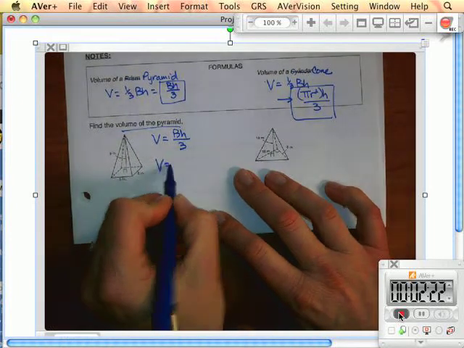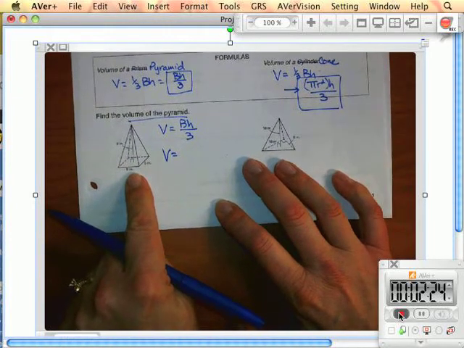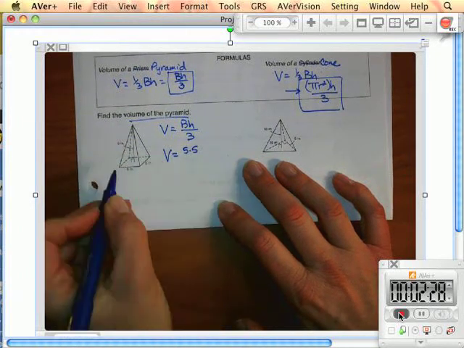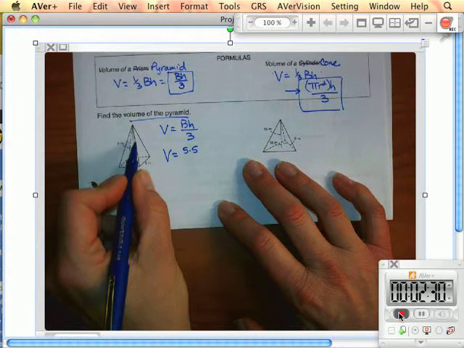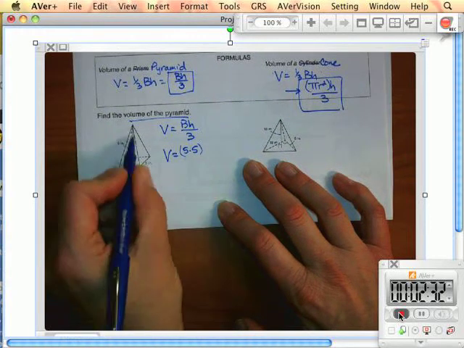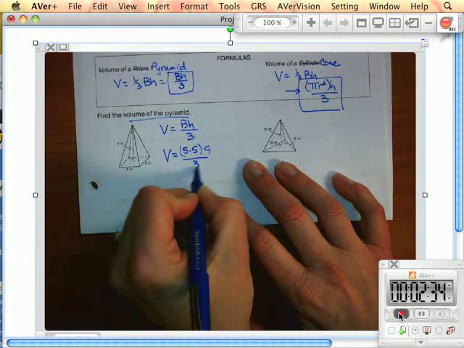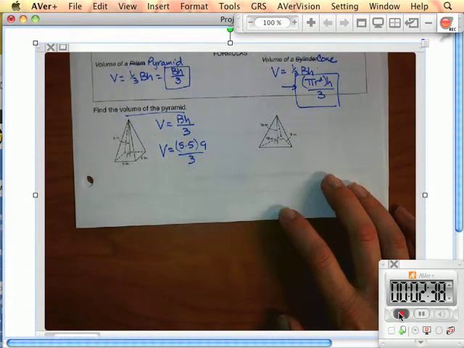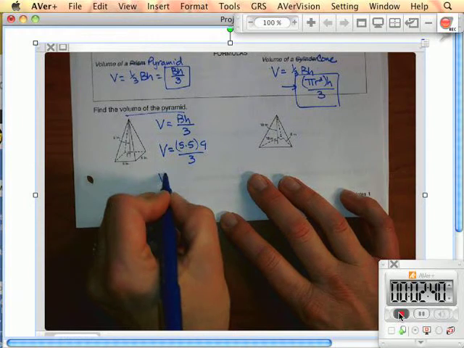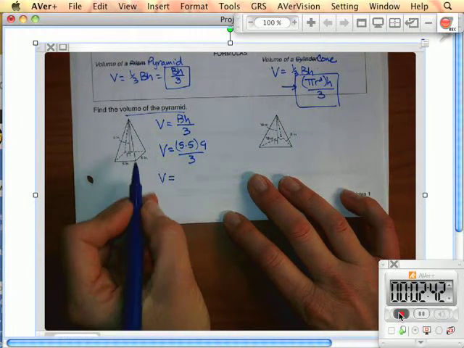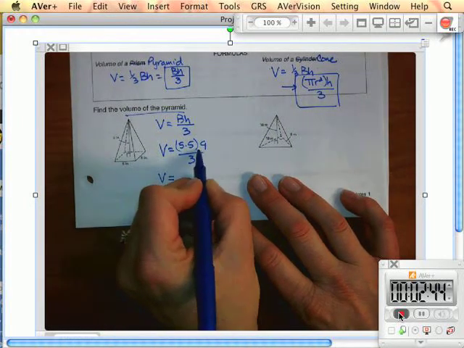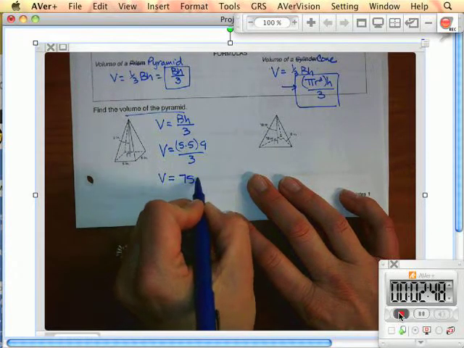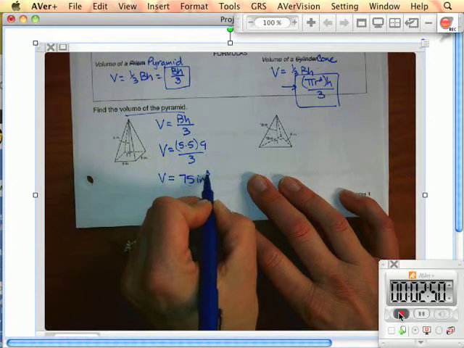Okay, what's the base shape? A square. So I'm going to do 5 times 5. And what's the height? 9 divided by 3. That was pretty easy. And then you just go to your calculator and do the math. I usually do this first, push enter, and then divide by 3. 75 inches what? Cubed, because it's volume.